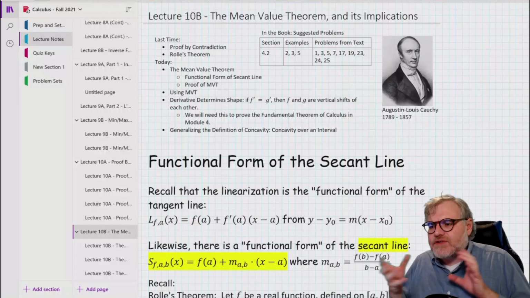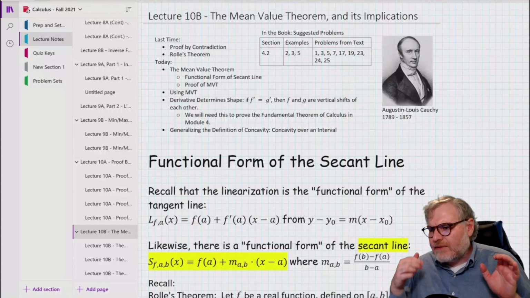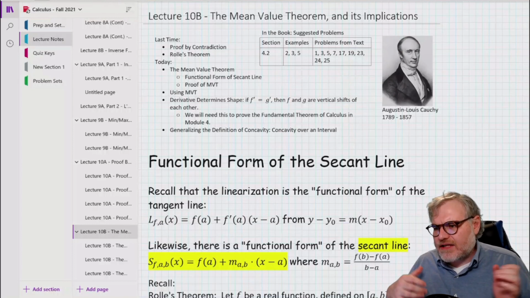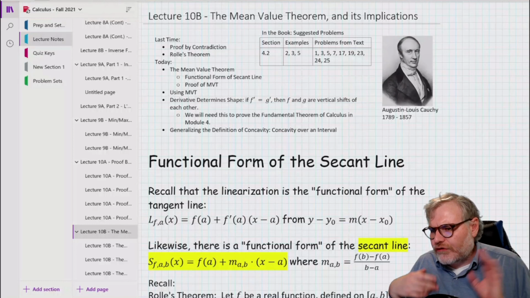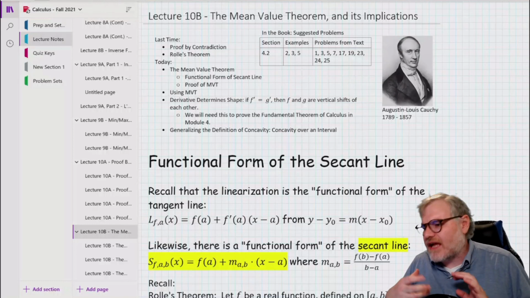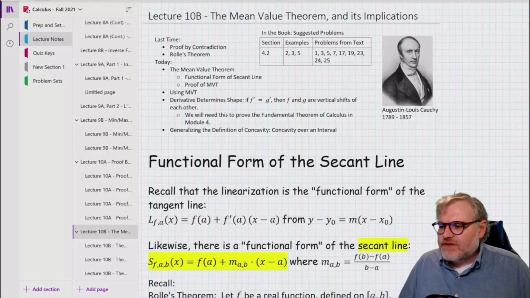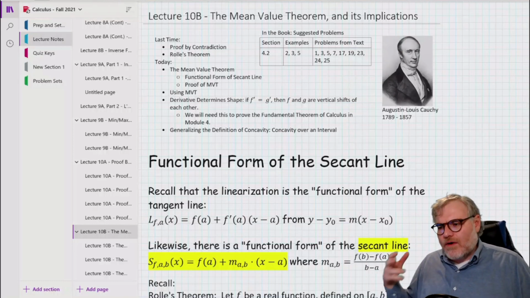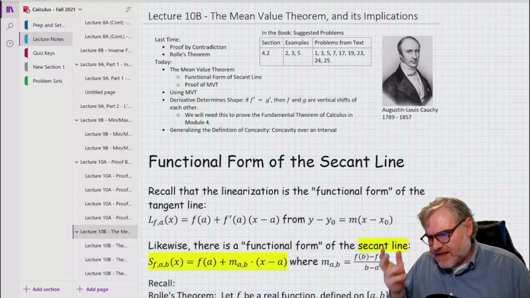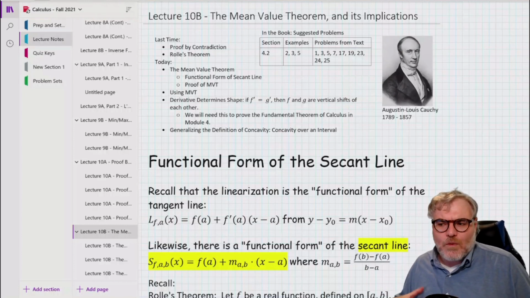Then we proved that derivatives determine the shape of the graph. If f prime equals g prime, then f and g are just vertical shifts of each other. And we also generalized concavity using the secant line. So something is concave down if the tangent lines run above, or if the secant lines run below. They're the same. One of them is a little bit more general.